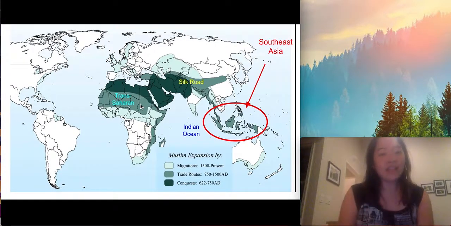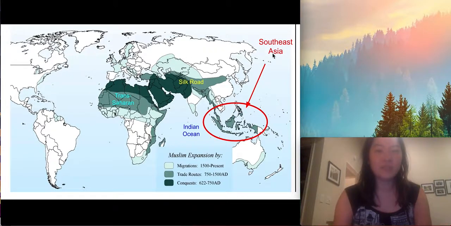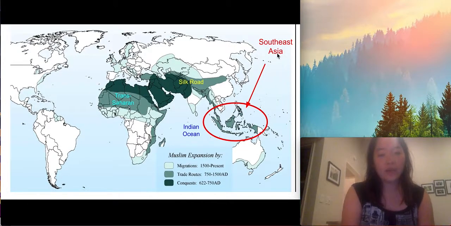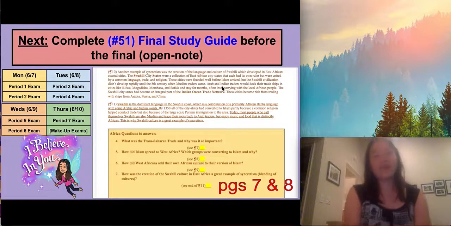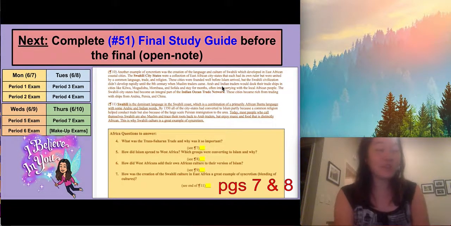So this is the last map I would like to show you. Go ahead and answer the questions. And what you'll notice is that Southeast Asia really converted to Islam. So why? All right, that was it. That's all I have to review with you.